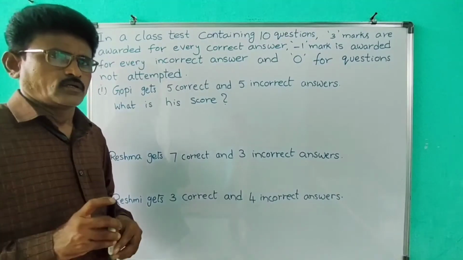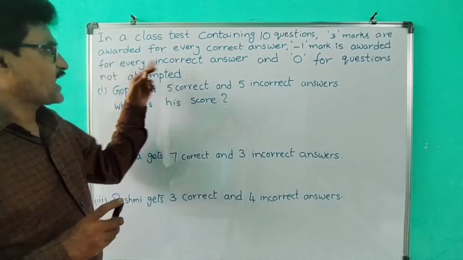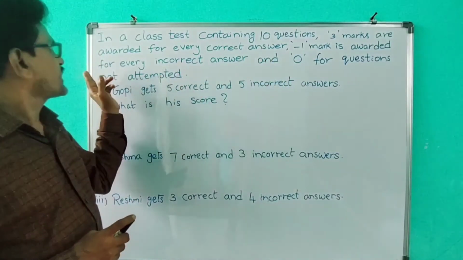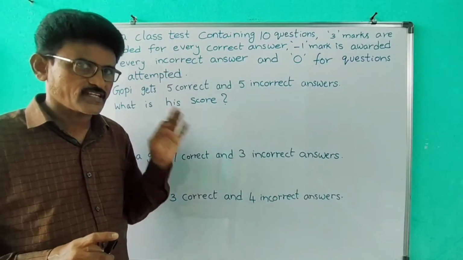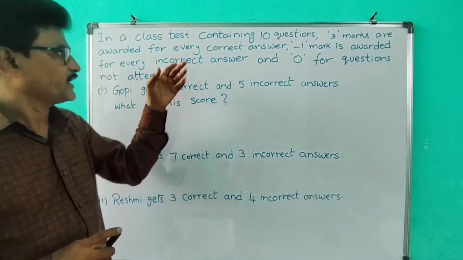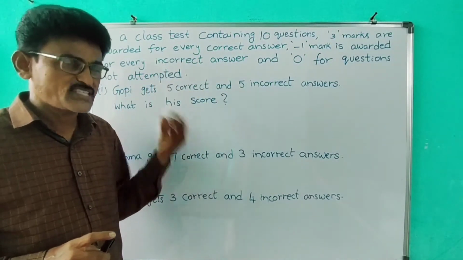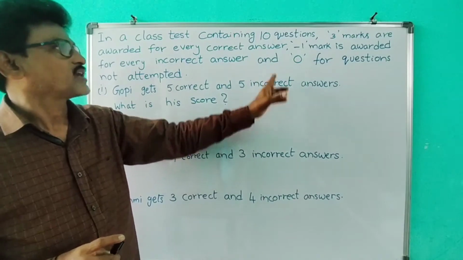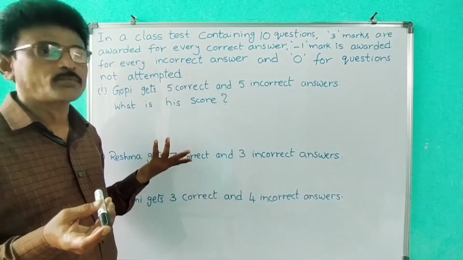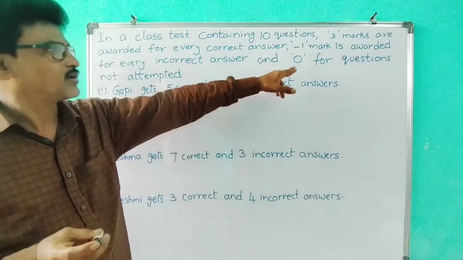See students, here is a class test containing 10 questions. 3 marks are awarded for every correct answer. If the answer is right, 3 marks they will get. Minus 1 mark is awarded for every incorrect answer. So if you make a mistake, 1 mark you will lose. And 0 mark for questions not attempted. So if you do not attempt, there is no change in the marks.